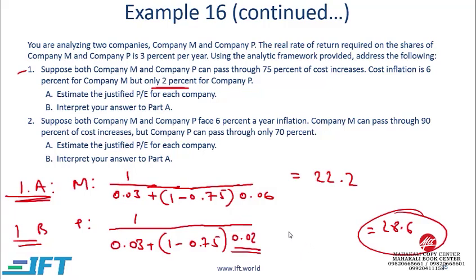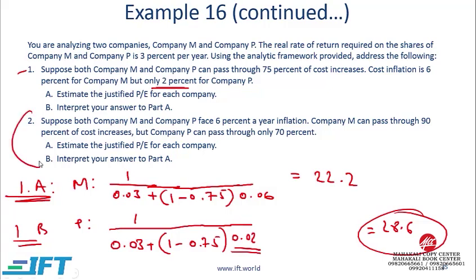So this illustrates an important point. If a company cannot pass on all inflation to customers, then clearly lower inflation is better. Lower inflation allows the company to have a higher justified PE.